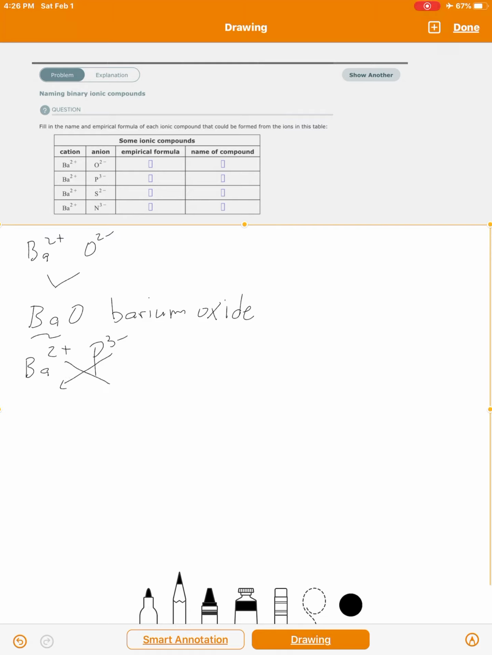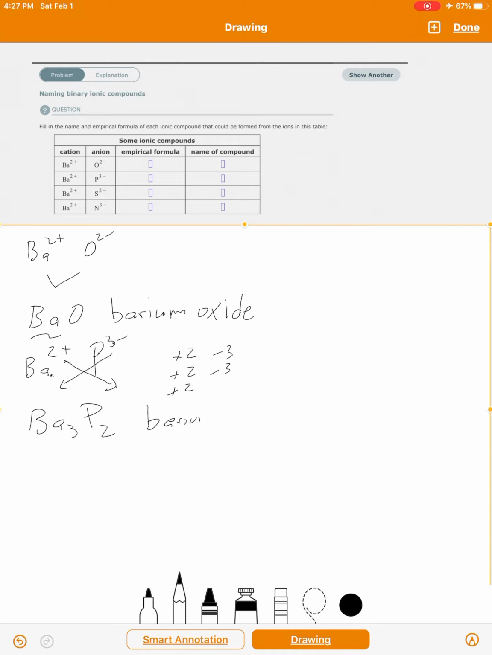If the charges are 2 and 3, just flip them. Whatever the charge is here, make that the subscript for this one. And whatever the charge is up here, make that the subscript for this one. That works with the 2 and 3 combinations. So Ba3P2. How does that work? Well, barium's plus 2. You have 3 of them, though, right? So that's plus 6. And then the phosphorus is minus 3, but you have 2 of them. That's minus 6. So plus 6 minus 6. It works.